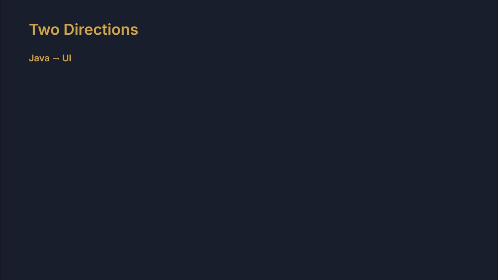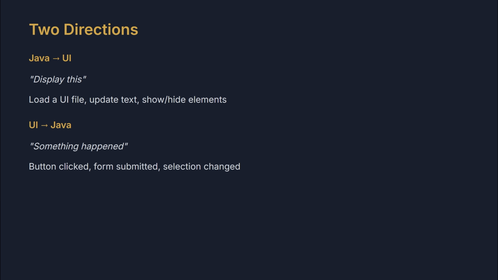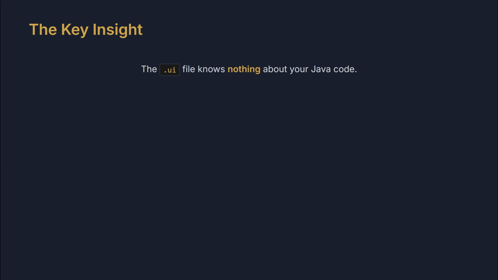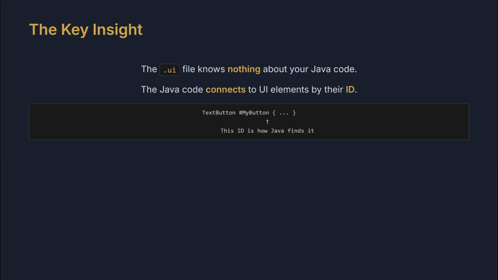So we have two directions. We have Java to the UI: display this, load a UI file, update text, show and hide elements. And we have UI to Java: something happened, a button clicked, a form submitted, or a selection changed. And this is what we want to dive deeper into. The UI file knows nothing about your Java code, and the Java code connects to UI elements by their ID. For example, we can define a text button, give it an ID, and this is how Java finds it.